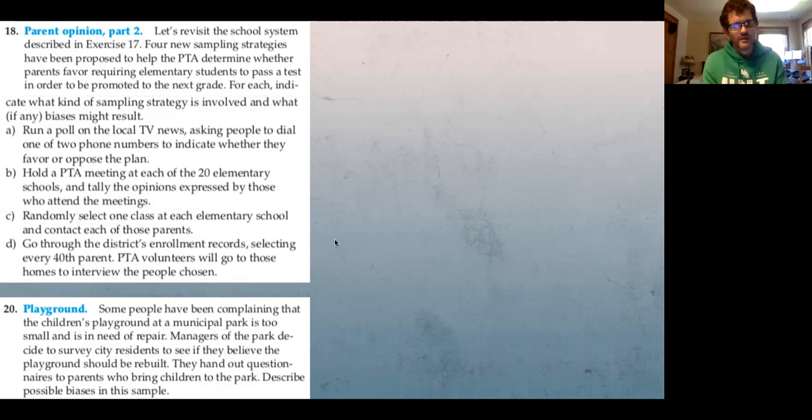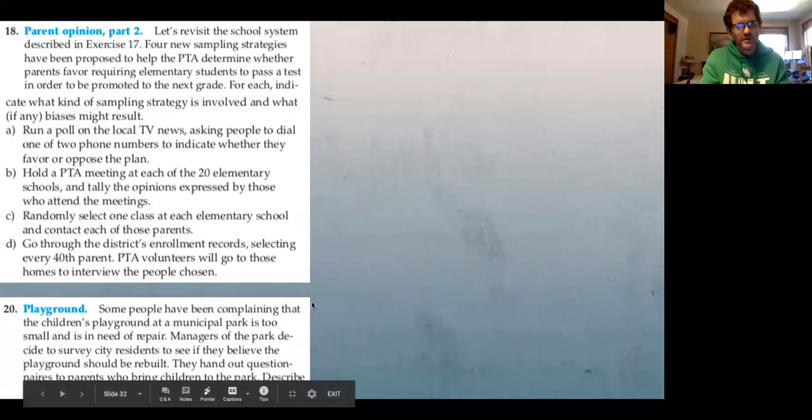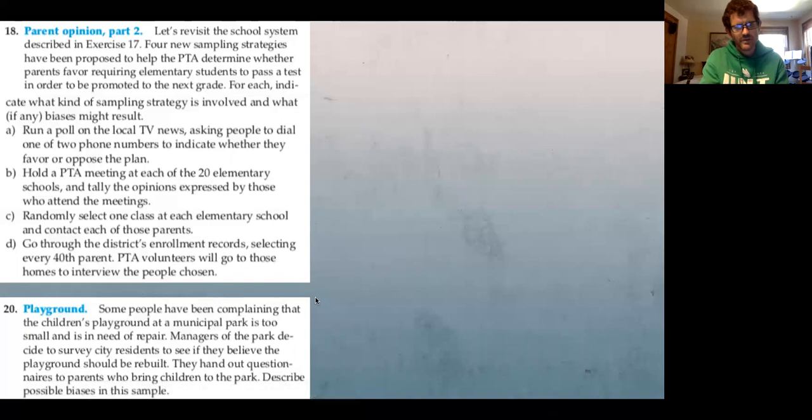Okay, playground. Some people have been complaining that the children's playground at a municipal park is too small and in need of repairs. Managers of the park decided to survey city residents to see if they believe the playground should be rebuilt. They hand out a questionnaire to parents who bring children to the park. And what are the possible biases here? Well, the biggest bias, and hopefully you're going there as well, is that these are parents who are bringing their children to the park. If some people don't like this park, they're not included in the survey. So they might get a skewed response of people really liking the park more than the general population does.